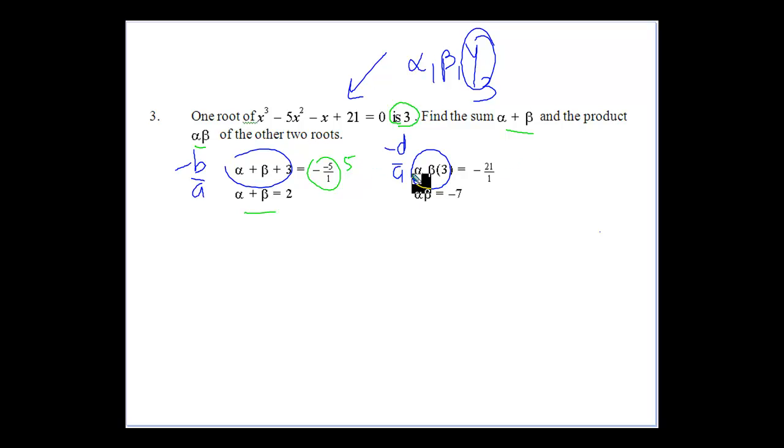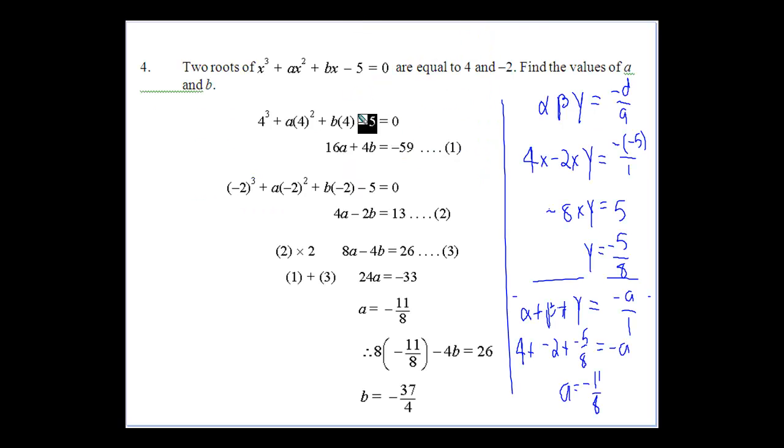And you know that alpha times beta times the third root would give you minus D on A. So again, A is 1, minus of 21 on 1, so that gives us minus 21 divided by 3. That would give us alpha beta is equal to minus 7. So an easy little manipulation.